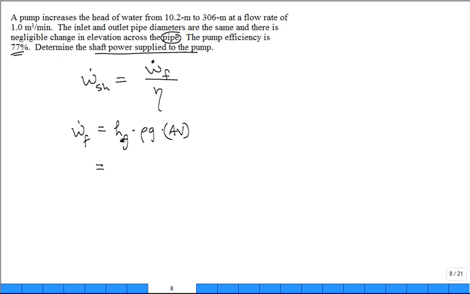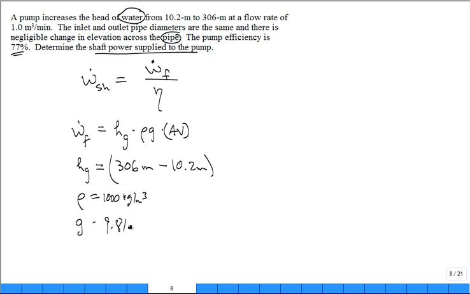The head gain is, it comes off at 306 meters, and it went in at 10.2 meters. So there's a difference in the head. That's the head gain the pump did. All right. We're doing water, so rho is 1,000 kilograms per meter cubed, and g is 9.81 meters per second squared. True? So we've got this.